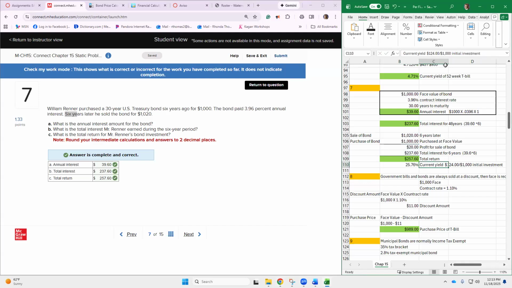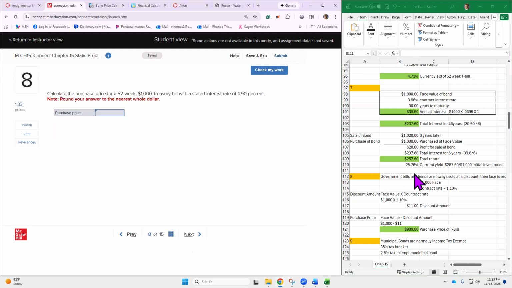So the current yield would be the profit that he made, right, which is the total return, $257.60, divided by the $1,000 investment that he made, right? So we've got the return divided by the purchase. He's got a bond that's paying, or yielding is another way to say it, 25.76%. If you had a bond out there that was paying that kind of money, I think you could sell it pretty easily. So, yep.